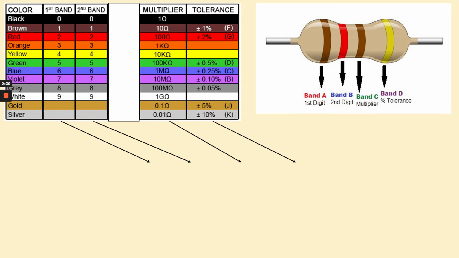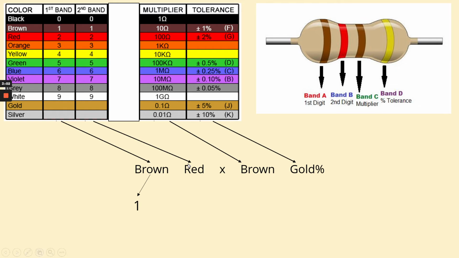The first 2 steps are really simple. For band A and band B, all we do is write down the number that we see in the corresponding colour in the first 2 columns. And we don't do any maths in between those numbers, we just write them next to each other. So band A is brown. What number do we see in band A where there is brown? 1. So we are going to write down 1.